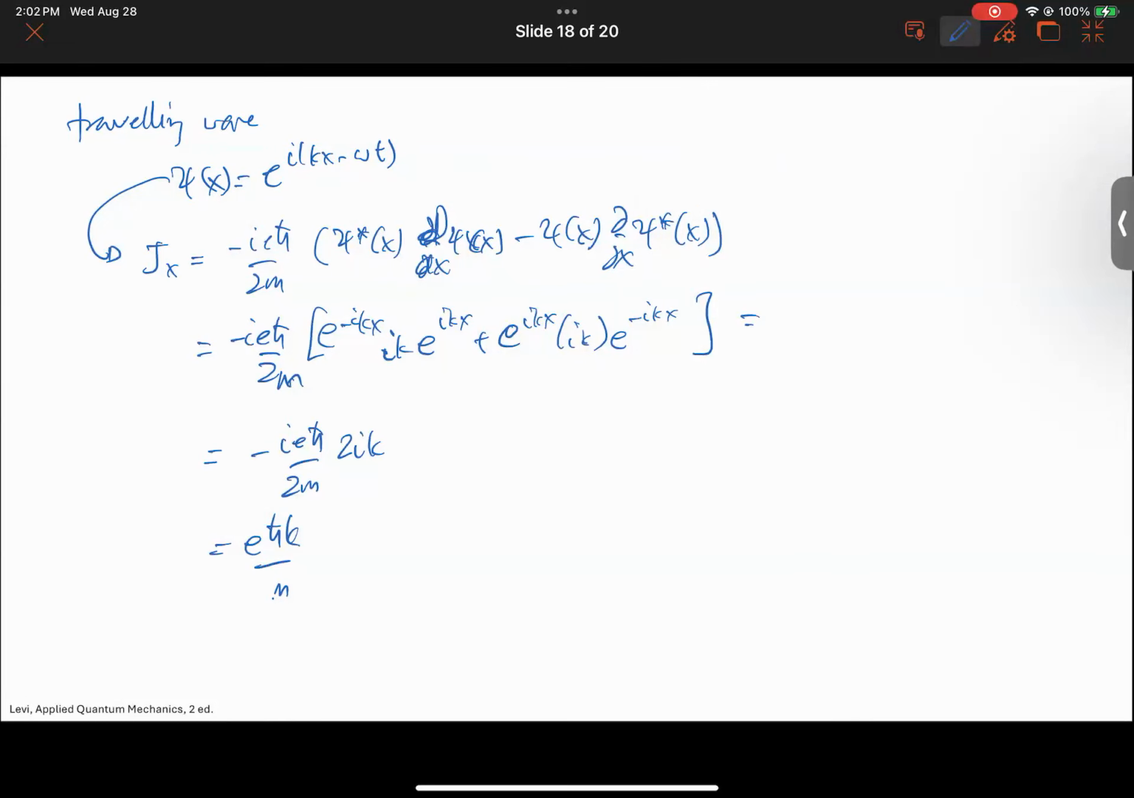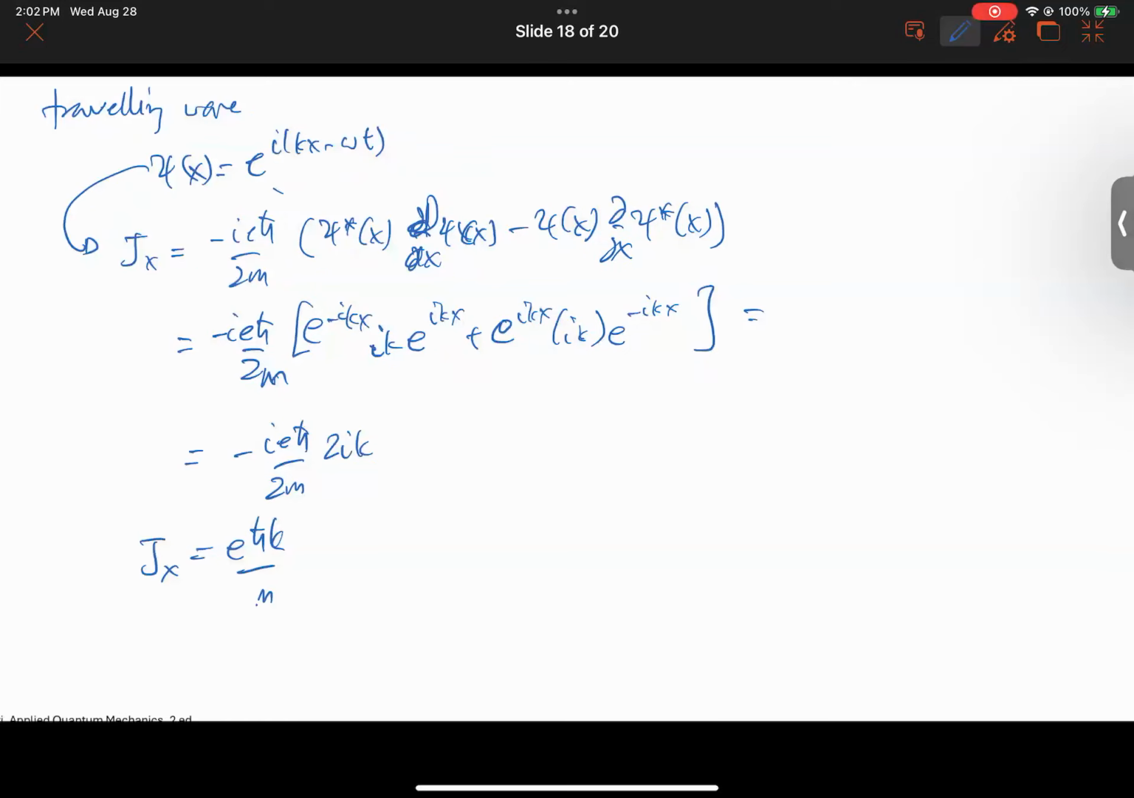Okay. So that's the current density for a traveling wave. Okay, that's the form. Now recall that the definition of current density is charge times velocity, from Physics 102. So the charge is e and the velocity is v sub x, which means that v sub x here is h bar k over m, or if we write this as m v x equals h bar k, which is nothing but the momentum of the particle.